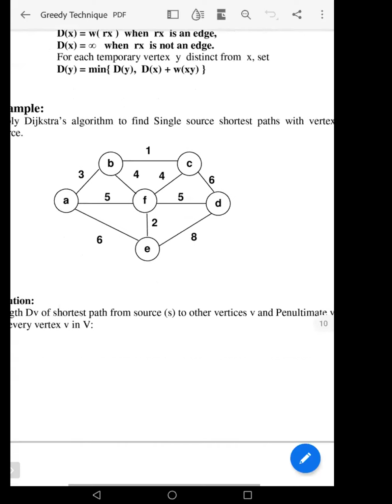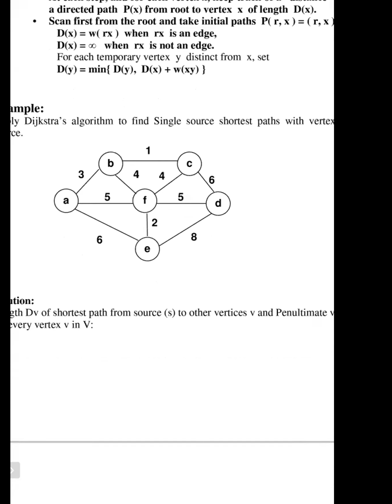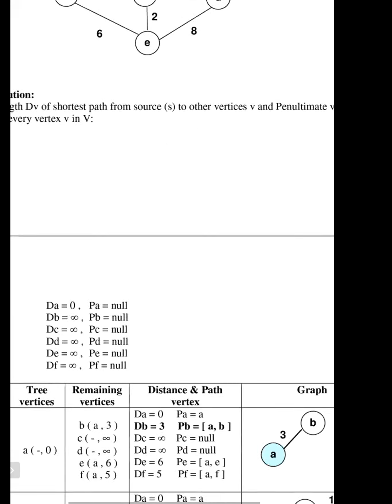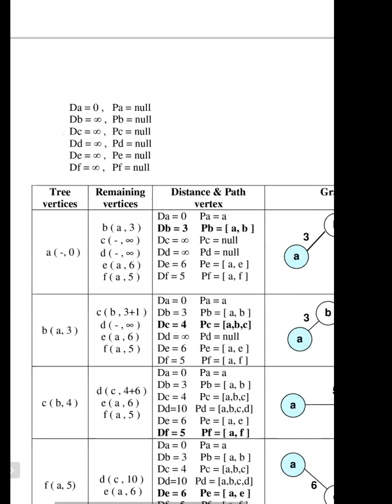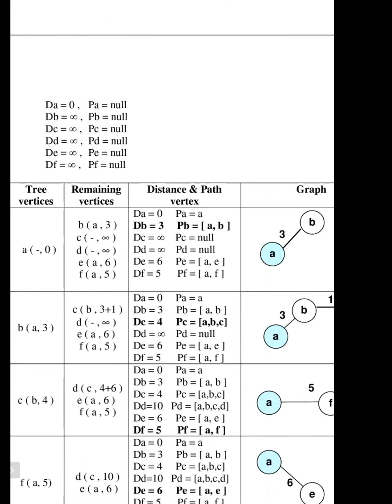So D of Y, here it is C. Previously it is infinity because C is not directly connected. The D of C is equal to minimum of D of C, that is infinity, comma D of B, the direct distance of B, plus the weight of XY, meaning the weight of BC. So minimum of infinity comma 3 plus 1, which is 4. So the minimum is 4. If you see here, D of C is equal to 4. That is CB, and it is 3 plus 1. So DC is equal to 4.